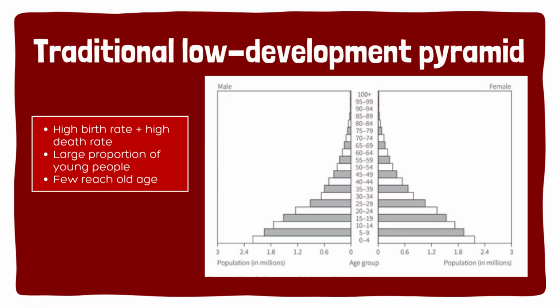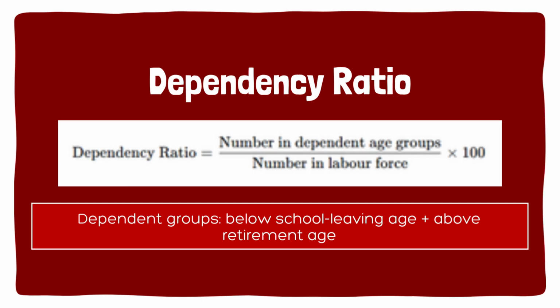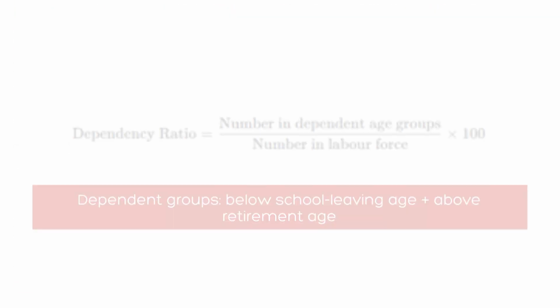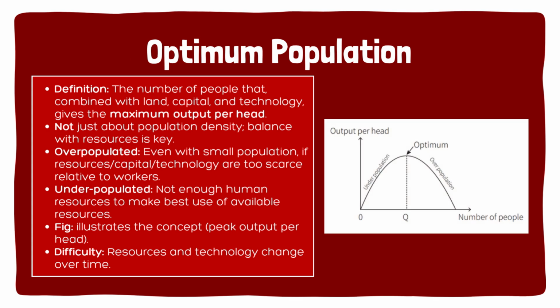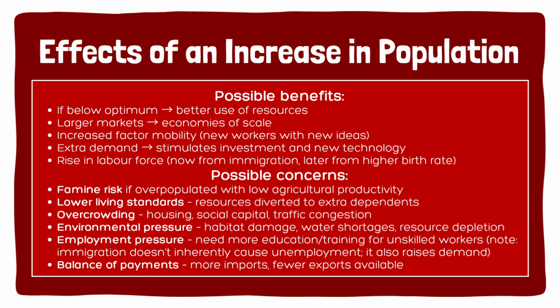Developing countries often have a pyramid-shaped structure with a large young population, while developed countries tend to have more balanced or aging populations. The age structure directly affects the dependency ratio, which measures the proportion of dependents compared to the working population. A high dependency ratio means more pressure on the working population to support those who are not economically active. Closely related to this is the concept of optimum population, which refers to the population size that allows maximum output per person when combined with available resources. If a country has too many people relative to its resources, it is overpopulated, while if it has too few, it is underpopulated.